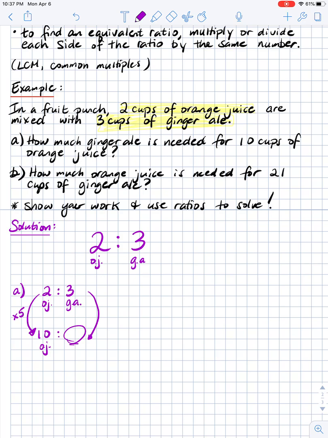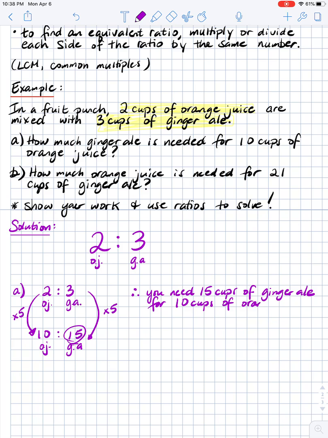Therefore, you can conclude that you have to always multiply both sides of the ratio by the same number, in this case 5. So we've got 3 times 5, therefore it's 15 cups of ginger ale for 10 cups of orange juice if you want to keep the same ratio of orange juice to ginger ale. So therefore you need 15 cups of ginger ale for 10 cups of orange juice.